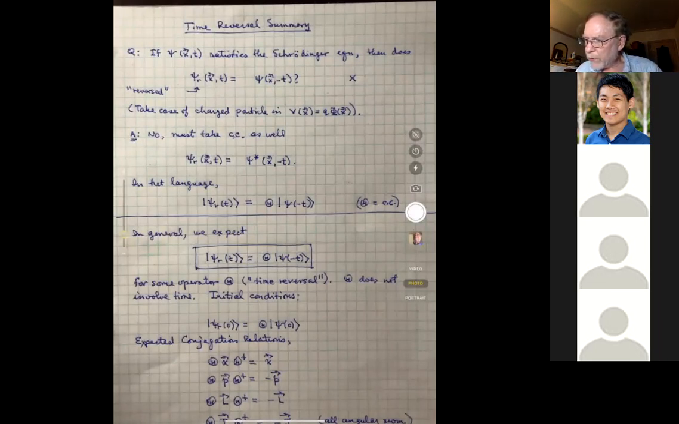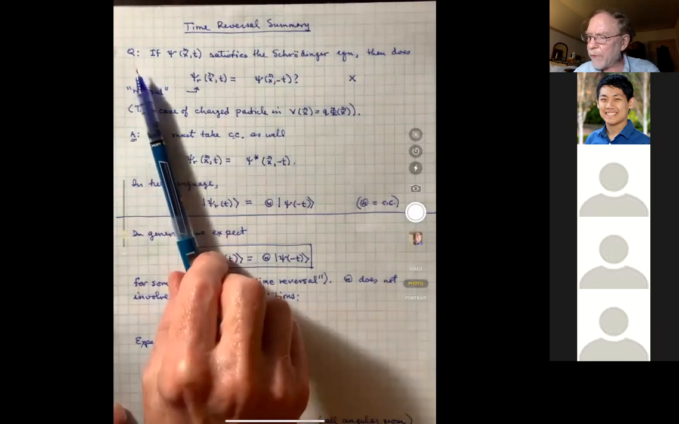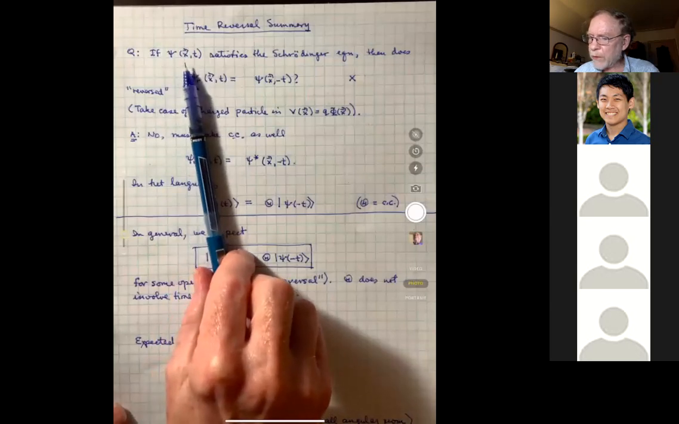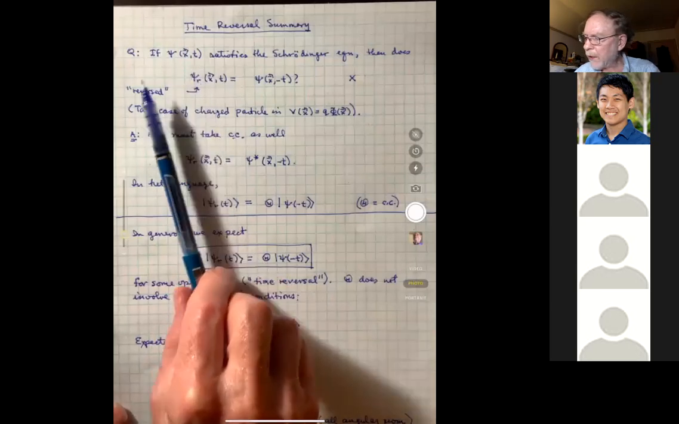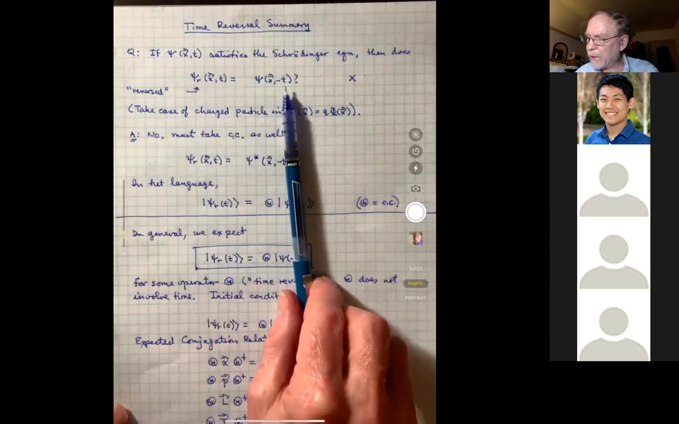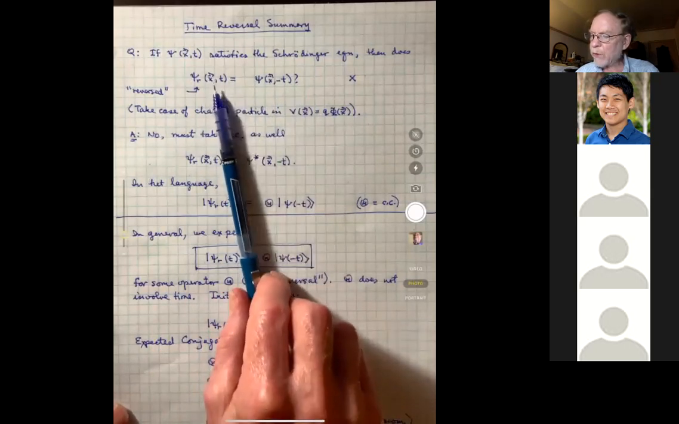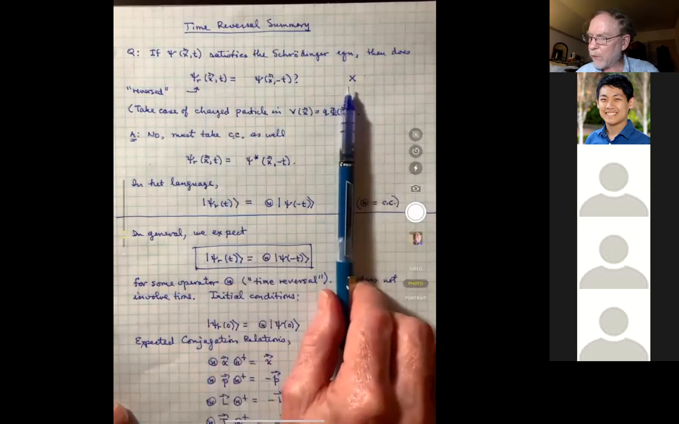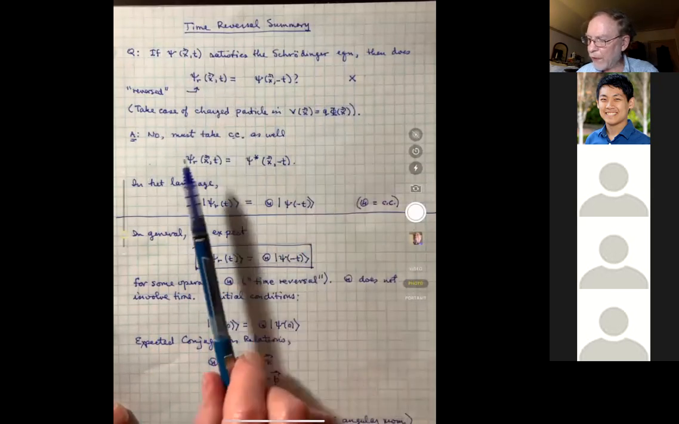So this is a review of what we've done with time reversal. The basic question is, if you have a solution of the Schrodinger equation, a time-dependent solution, and then you define a time reverse solution by taking t goes to minus t, that just means running the movie backwards if you've got a movie of the wave function. The question is, does that work as a solution? Is that also a solution to the Schrodinger equation? And the answer is no. That doesn't work. You have a buzzer sound, bad sound that happens for that.